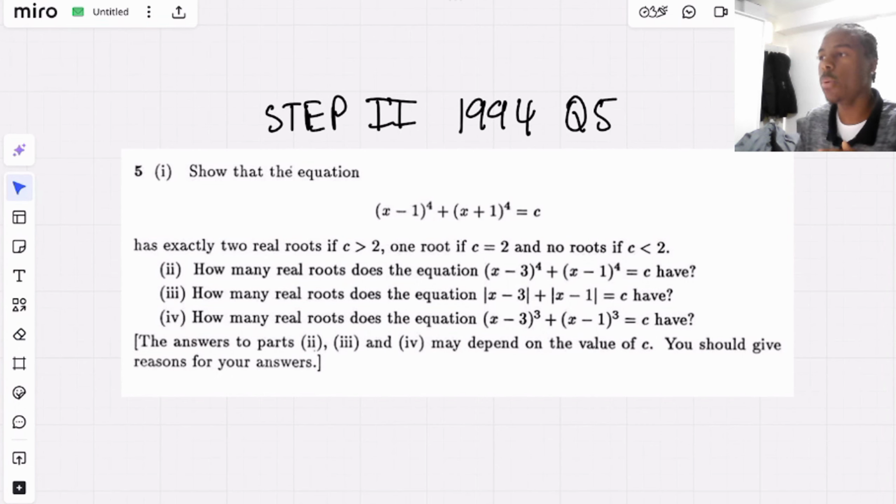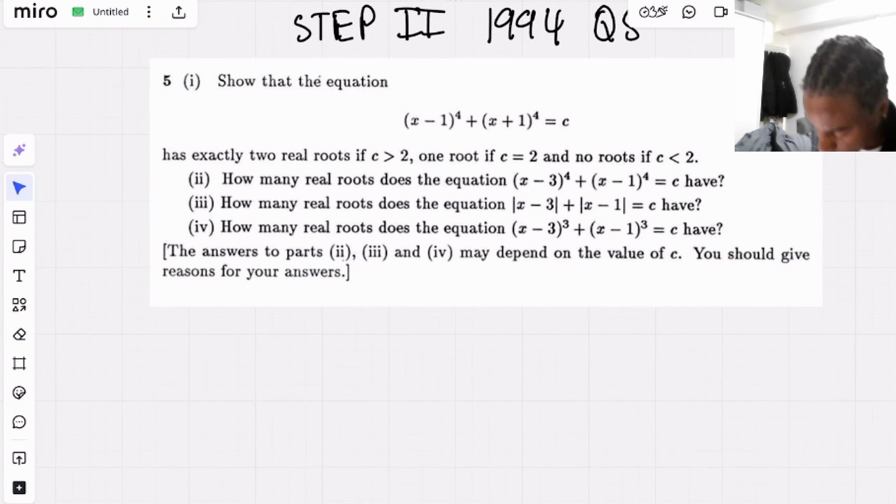Okay, and you'll see what I mean as the video progresses. That's going to be our strategy throughout this entire question. It's going to be trying to sketch the function, using turning points, and then trying to see how that turning point and what the function looks like relates to this changing value of c that we have here. Okay, so let's get straight into it, part I.